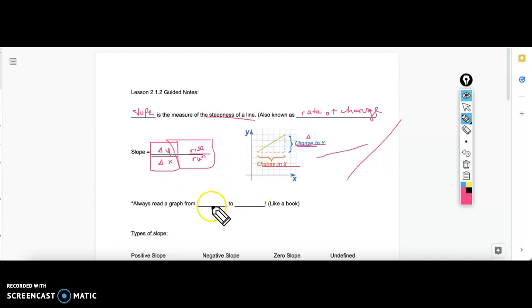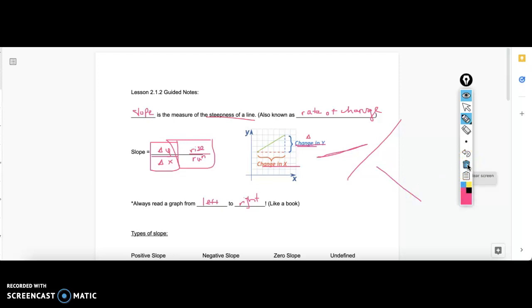When we read a graph, we always want to read a graph from left to right, just like a book, right? Whenever you get to a book, you start with the very first line and you read it from left to right to know exactly what's going to happen in the book. Same thing for a graph. We are going to look at the graph and from left to right see, does that graph go up, or from left to right, does it go down? Okay?